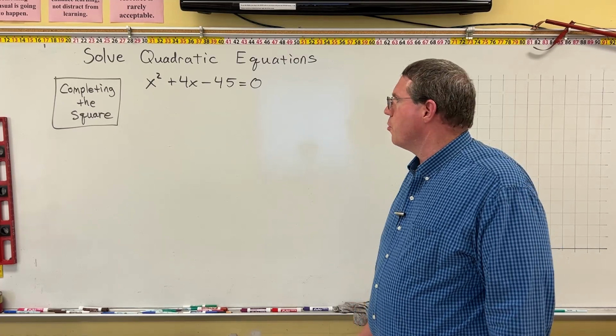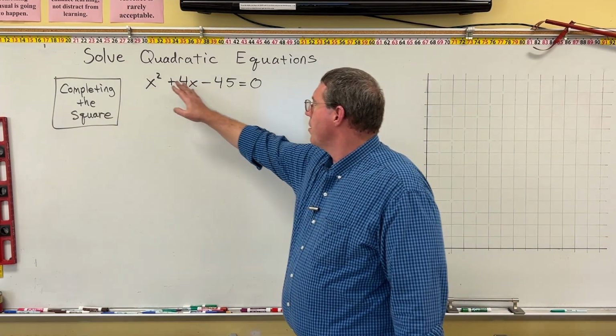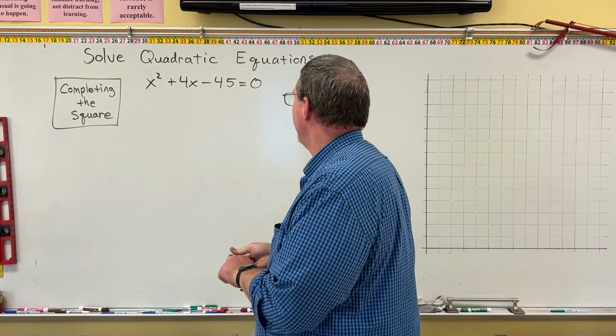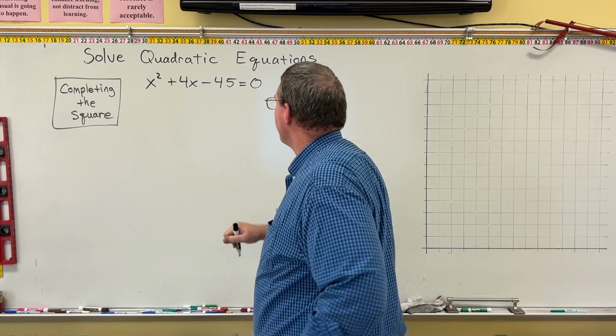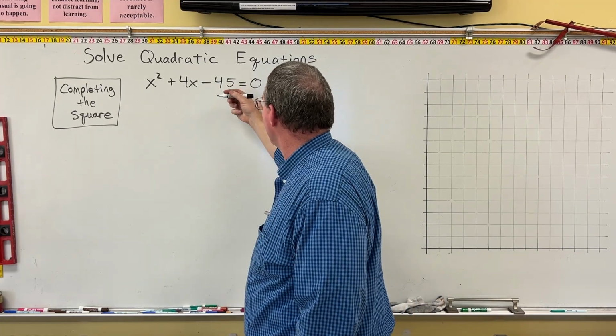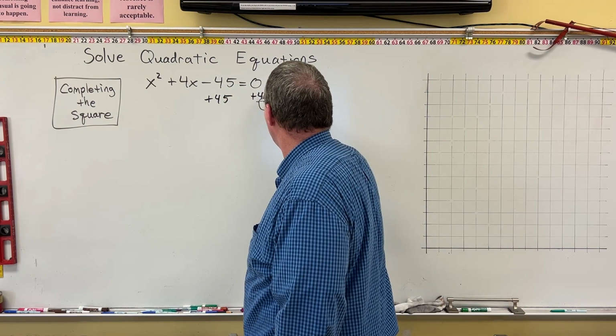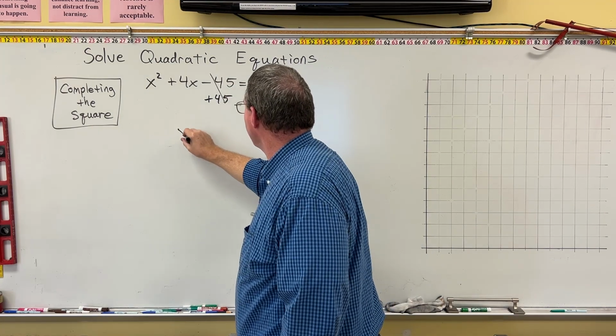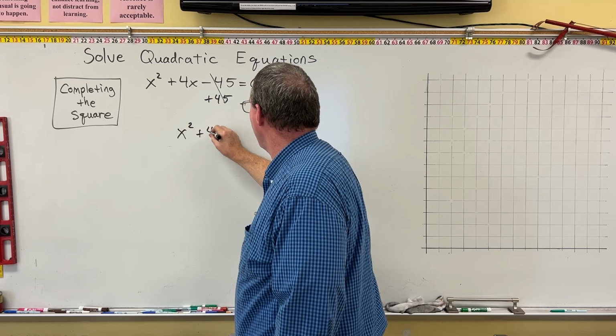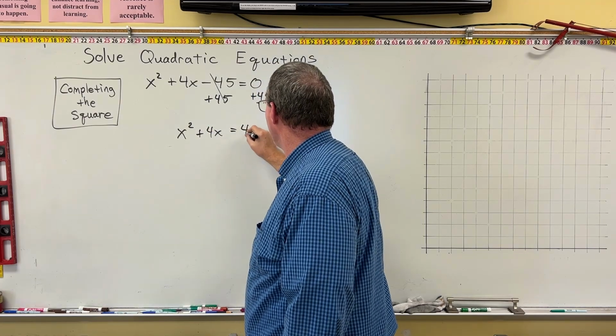Okay, to complete the square, here's what we're going to do. We're in standard form, set equal to 0. The first thing you're going to do is move this over to this side of the equation. So here we're going to add 45 to both sides. Okay, cancel. Now we have x squared plus 4x equals 45.